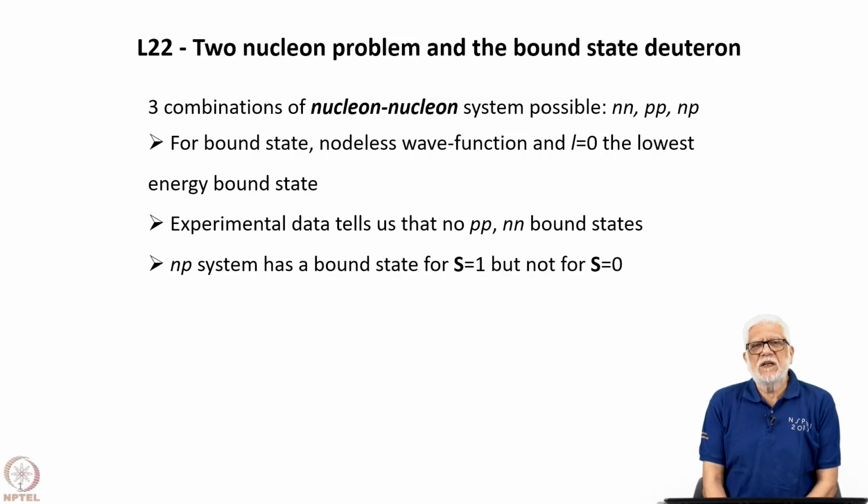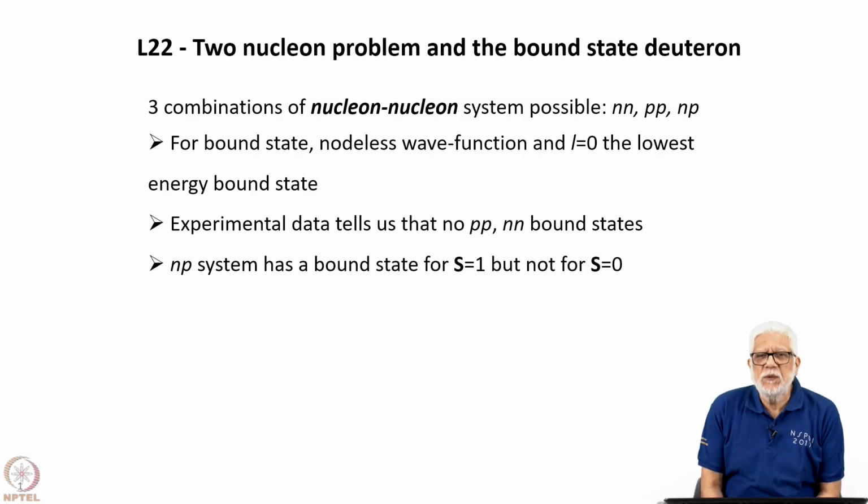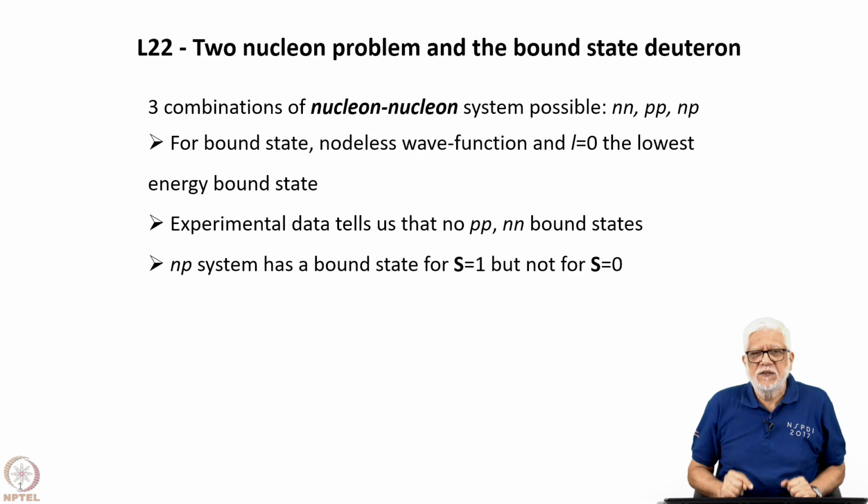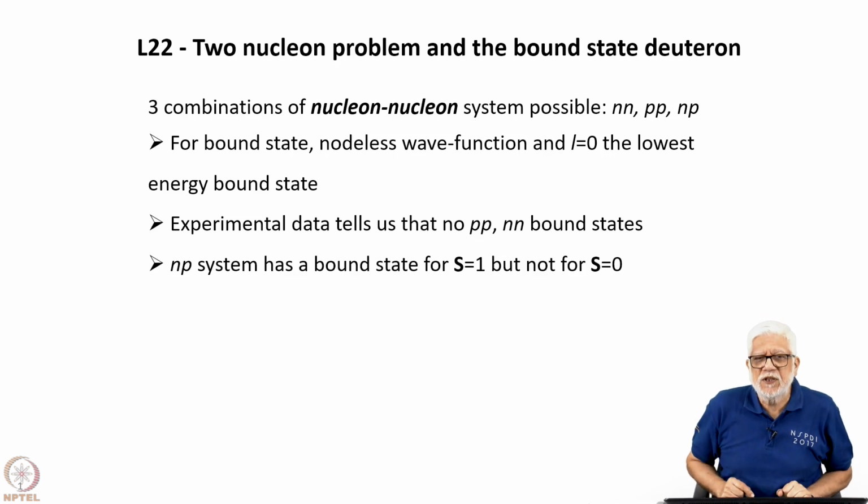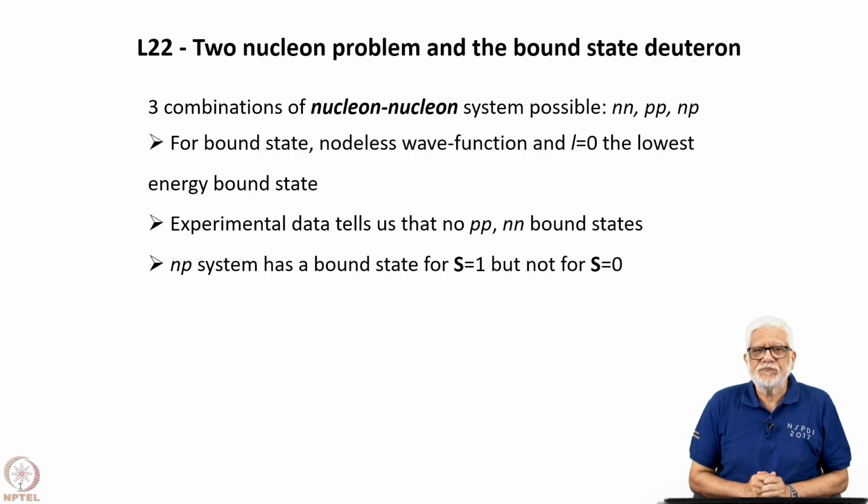Now, experimental data tells us that we don't have any PP or NN bound state. On the other hand, the NP system does have a bound state for S equal to 1, which means the two spins are aligned. However, there is no bound state system for S equal to 0. So, there is no partner to the S equal to 1 state. So, of course, the NP system which is bound has T equal to 0.